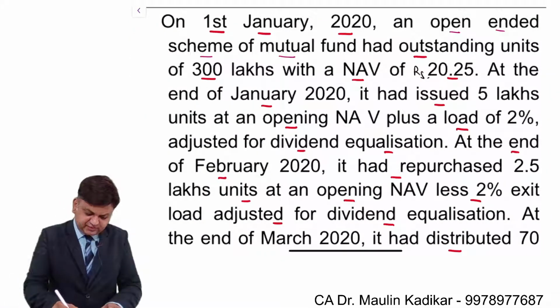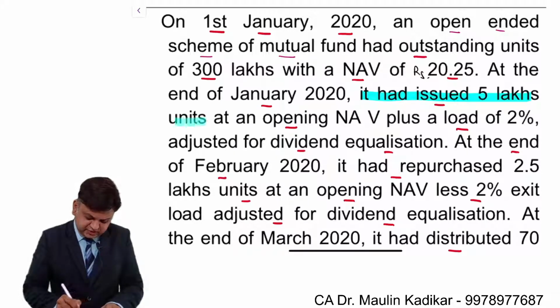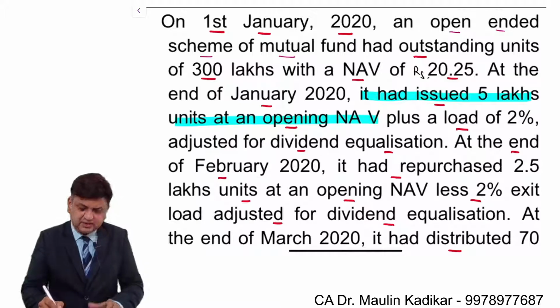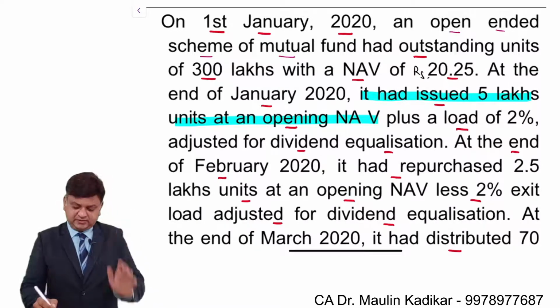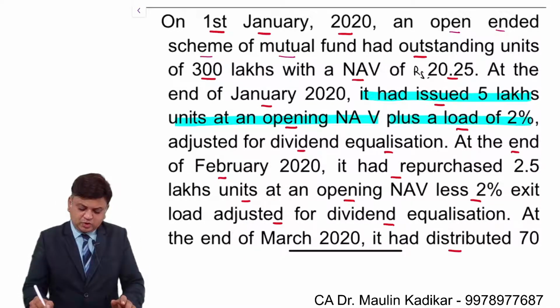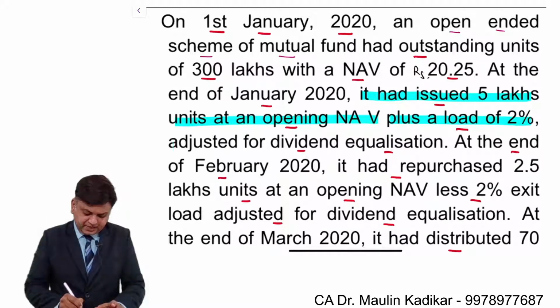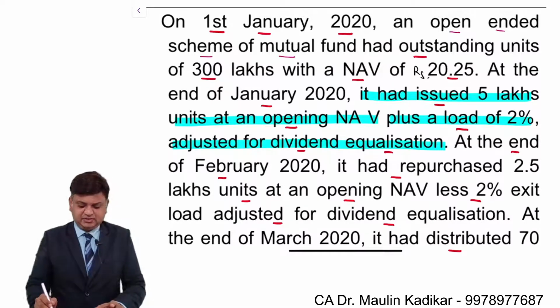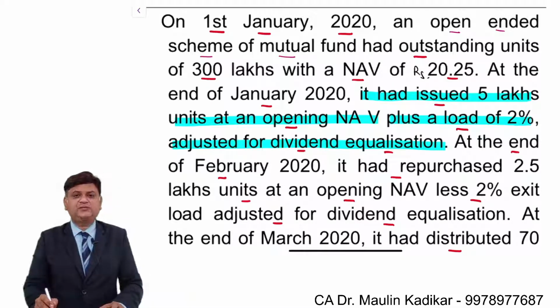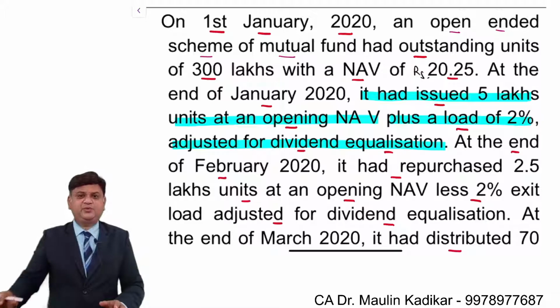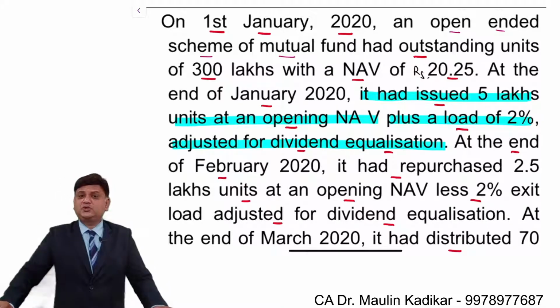See, the language of the question speaks like this. It had issued 5 lakh units at opening NAV, that is 20 rupees 25 paise, plus load of 2%, meaning entry load of 2%, adjusted for dividend equalization. So based on this information, I request you to write in the chat box what must be the issue price of the units at the end of January.